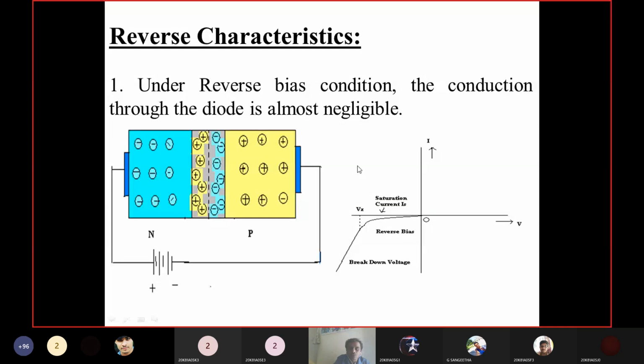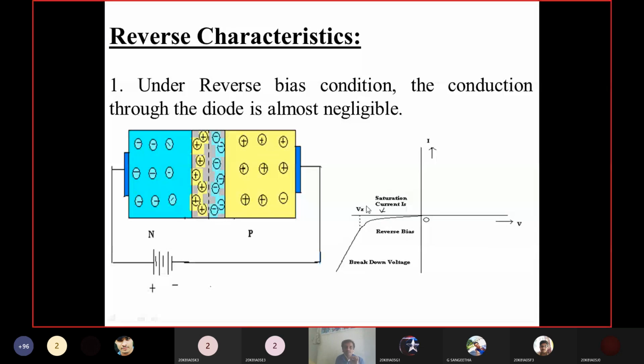So what is the reason? We will discuss. See here. In case of a normal diode, with increasing voltage, the voltage drop across the diode also increases. But in case of the Zener diode, even if you increase the external voltage, the voltage drop across the Zener diode does not increase. It will be constant at the breakdown voltage.